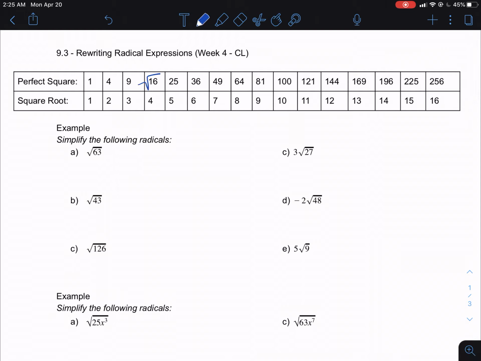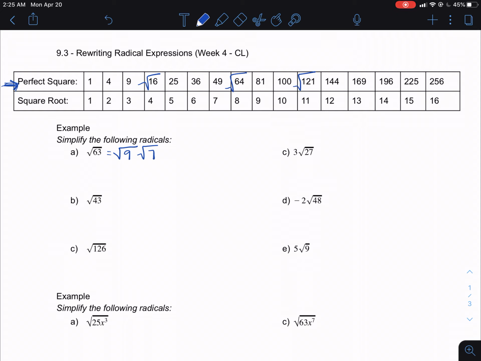we would equal 4. If we take the square root of 64, we get 8. The square root of 121, we get 11. Okay, so let this table help you with finding your perfect squares that are going to go into simplifying your radicals. So what I mean by that, if we look at simplifying the square root of 63, what are two numbers that multiply to be 63, one of which is in this list of perfect squares? Okay, and that would be the square root of 9 and the square root of 7.